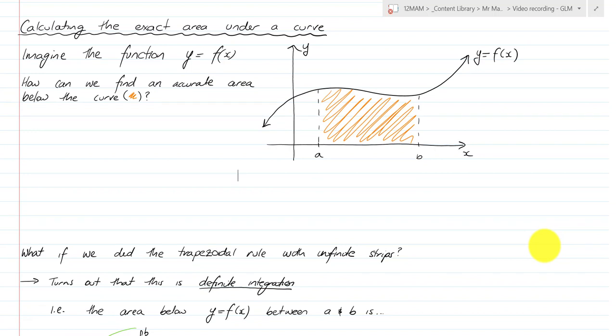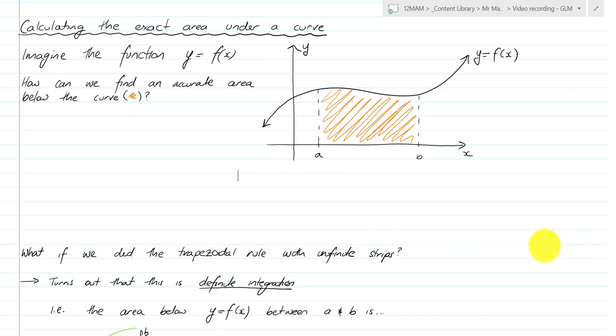To calculate the exact area under a curve, this is where we use definite integration. Let's imagine we had a question where we wanted to find this orange area. y equals f of x is our curve. It looks a bit cubic, but it could be anything. Our boundaries, which are called terminals, are a and b. Often a and b will be nice easy numbers, 0 and 2 or something like that, but it could be anything.